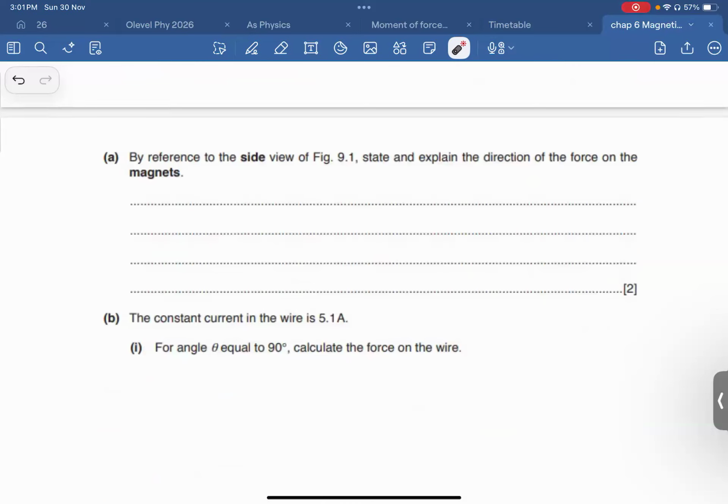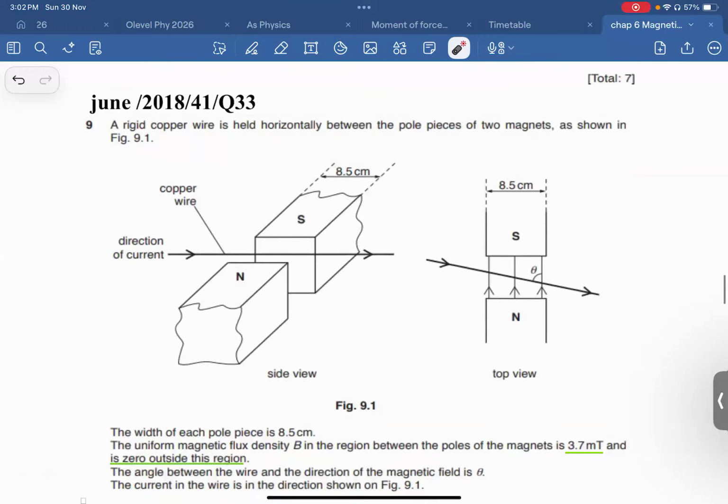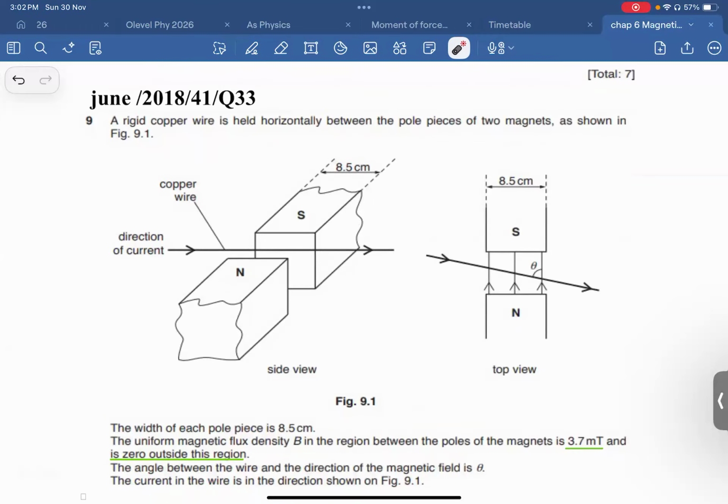By reference to the side view of figure 9.1, state and explain the direction of the force on the magnet. So part B, read it also. The direction of the force on the magnet, side view. The force is upward, by the way. We just figured it out; you can say that we used Fleming's left hand rule and found it this way.